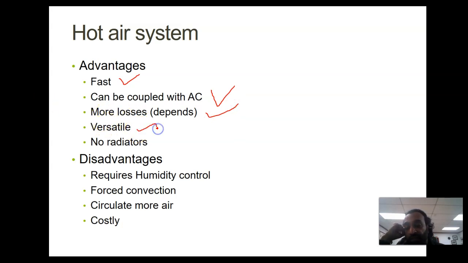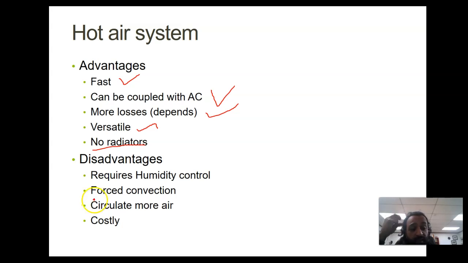And by versatile, I mean it does cool, it can heat, it can remove particulates, it can take a filter. So basically you're air conditioning the air inside the house to be the way you want it to be. Okay? And there are no visible radiators, which is an advantage. As a disadvantage, it requires humidity control because it does drive the air, and it uses forced convection, which means there is an inducer fan somewhere pumping air into the room. It could be far away, but it could be noisy, and some people do not like the draft.